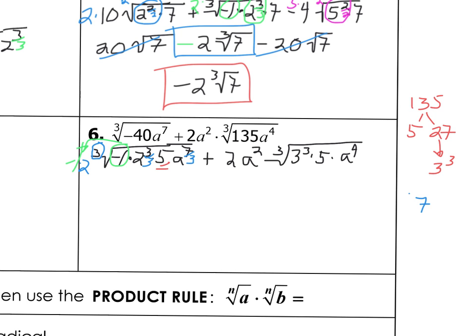So if I take 7 and do long division by 3, 3 goes into 7 twice. 3 times 2 is 6. So that leaves 1 remaining, so a remainder of 1. So that means that 2 a's are going to come out in front. So a squared, because 3 went in there twice, so a squared comes out in front, and 1 is going to remain underneath. So here's what it looks like.